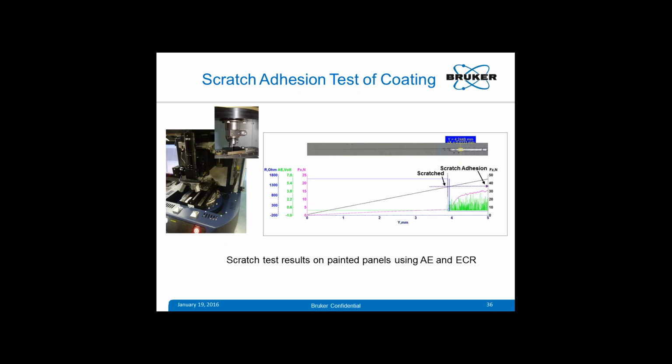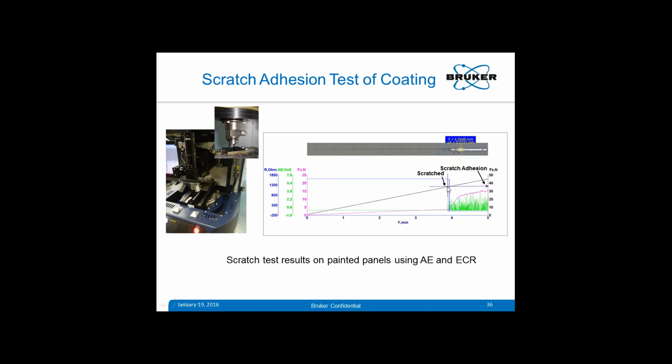Here is an example of a scratch test done on a painted panel. Load was increased up to say 45 Newton, and we measure resistance between the tip and the substrate, which was conducting. Acoustic emission data was also measured, and you see acoustic emission started showing up at this point onwards where the coating failed. Also the Fx value, the lateral force during scratching, started increasing. At the same time, the ECR data shows that it dropped down at this point, meaning that the coating failed.